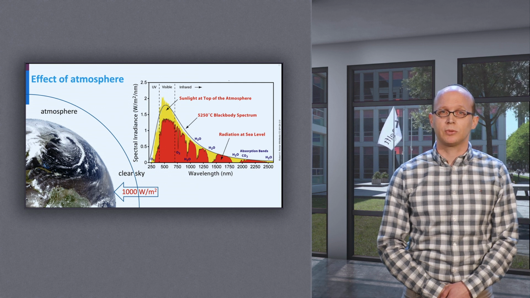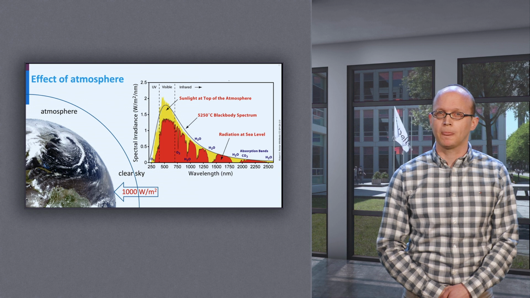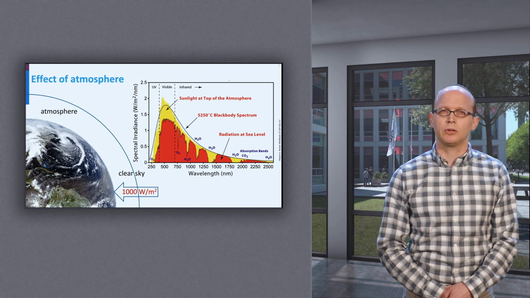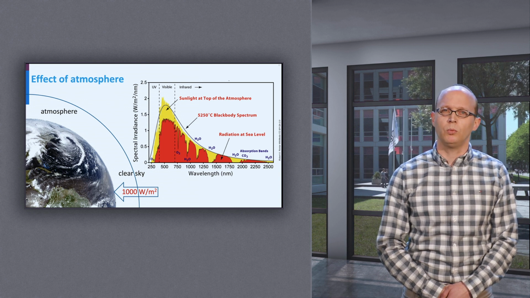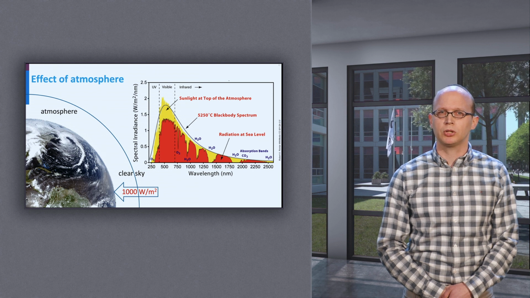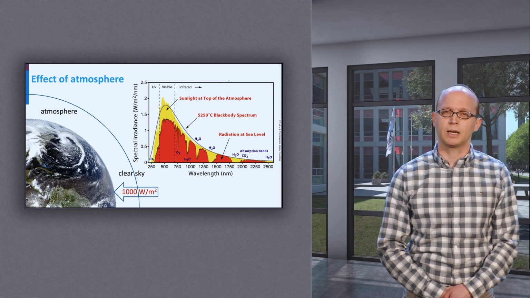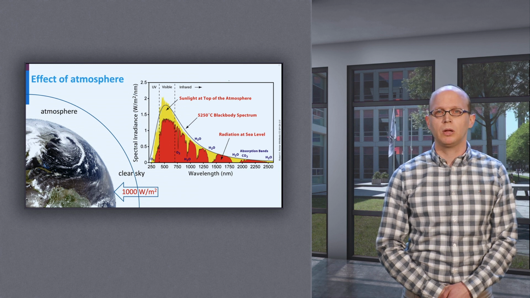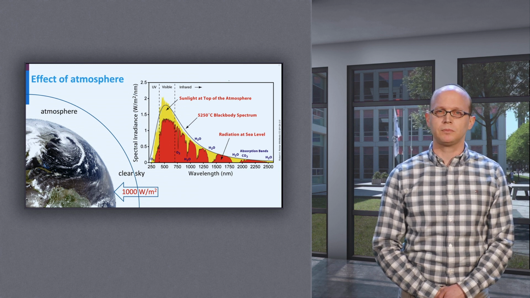The extraterrestrial spectrum closely resembles the blackbody spectrum that we saw before. However, the spectrum measured at Earth's surface is less smooth. Water and carbon dioxide molecules absorb specific parts of the infrared light, while ozone absorbs most of the UV light.